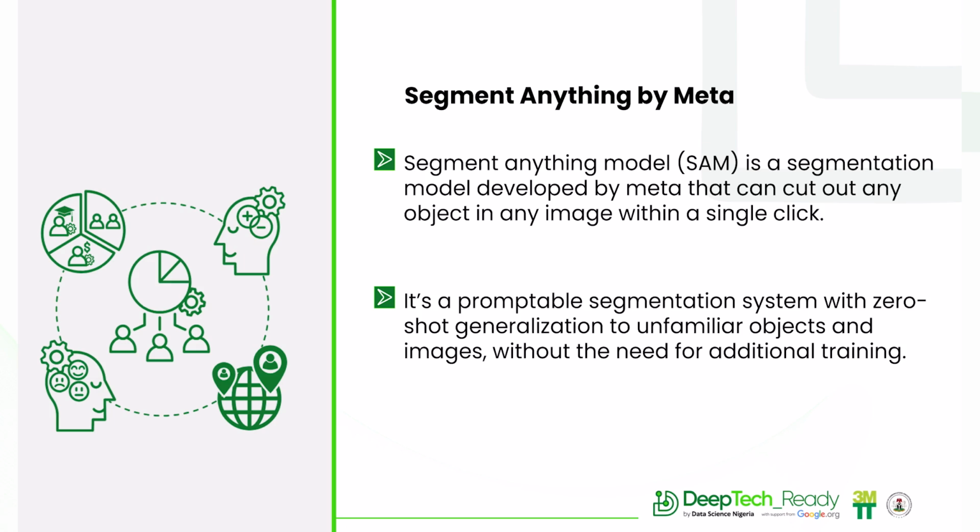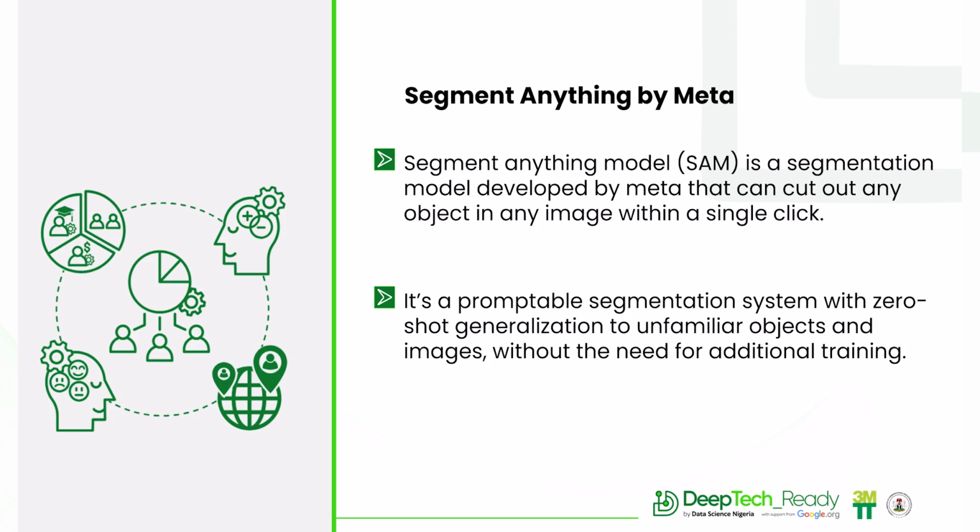So it's a promptable segmentation system with zero-shot generalization to unfamiliar objects and images without the need for additional training. When we say something is zero-shot, what we mean is that you don't even have to train the model. It has been so much pre-trained that it doesn't need to be trained in order to learn the features or segment the object you want to segment. So it is that vast, that powerful, to be able to segment out whatever object or feature you are interested in segmenting. All right, so that's Segment Anything by Meta.